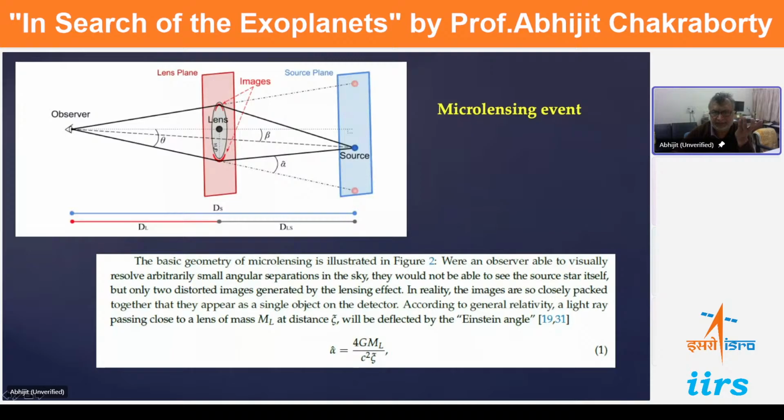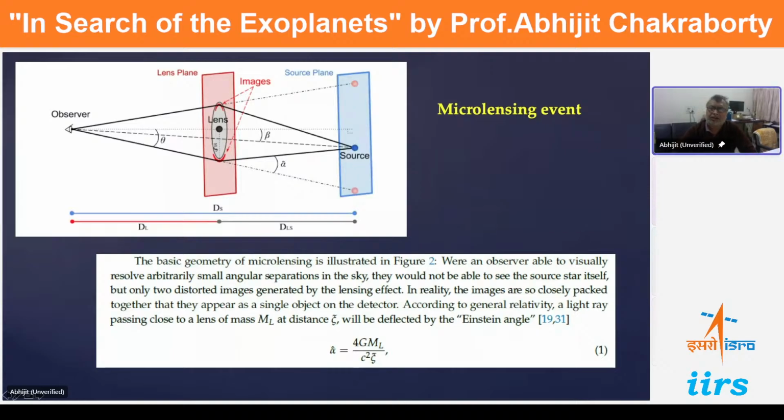That is us. Okay, and typically this angle of deflection alpha is defined by this, where you can see that the mass of the lens, that is the mass of this lensing star, is coming into the picture. G is the gravitational constant, c is the speed of light, and this zeta is the distance, this distance, that is the minimum distance from where the deflection is happening.